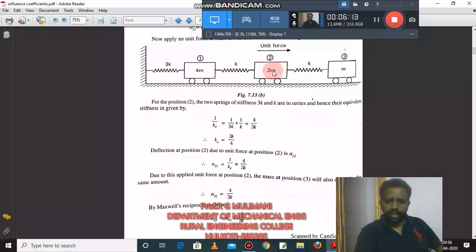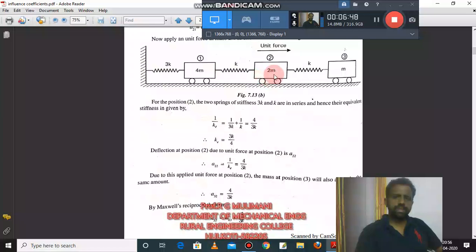When you pull mass 2, these two springs get elongated. So to find the spring stiffness, we are using these expressions. 1 by ke is equal to the equivalent spring stiffness. 1 by ke is equal to 1 by 3k plus 1 by k. Again you find the displacement of mass 2. This time it is A22, because the force is applied at mass 2.